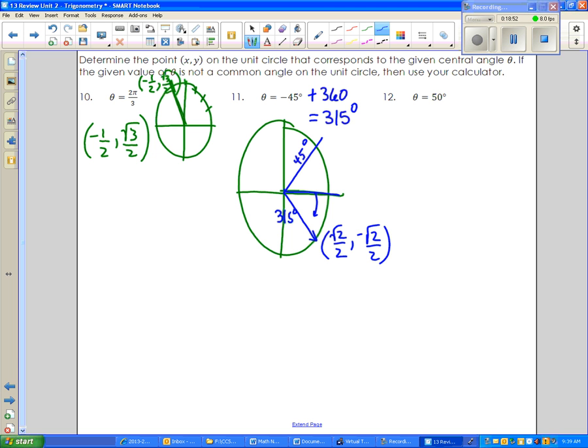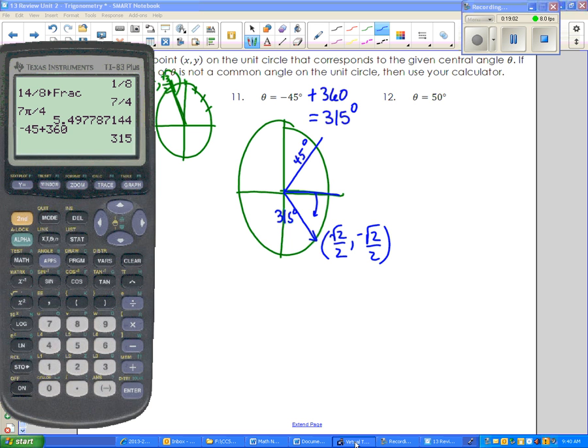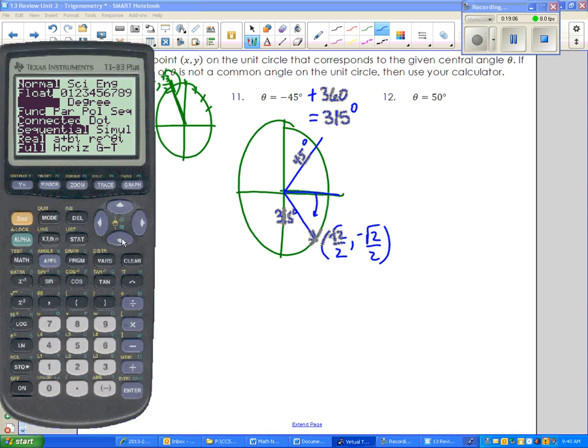All right, and number 12, 50 degrees. Well, 50 degrees is not on your unit circle. So if you want to figure out the coordinates that are associated with 50 degrees, you're going to have to do this on the calculator. Because we're dealing with degrees, I want to make sure that my mode on my calculator is set to degrees. So I'm going to need to change it.